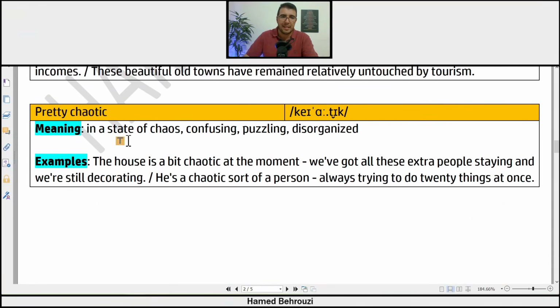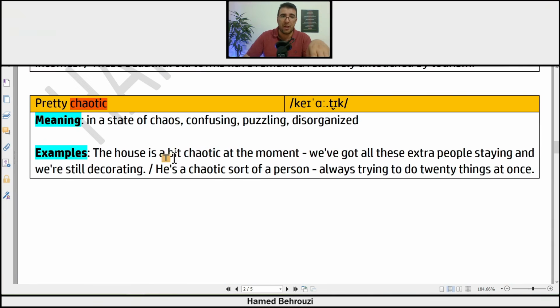The second thing is pretty chaotic. Look at this word, chaotic. Why am I pronouncing it this way? It is a t. You see this sign under the T? It's like a t that is pronounced as something between t and d: chaotic. Anyway, what is the meaning of chaotic? In a state of chaos, confusing, puzzling, disorganized. That's the meaning of chaotic.